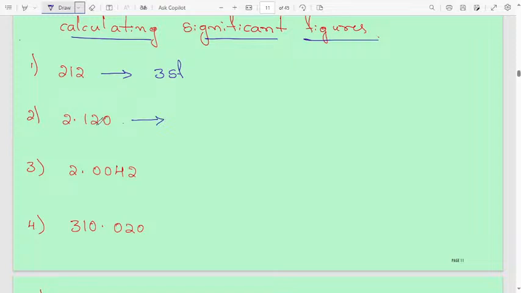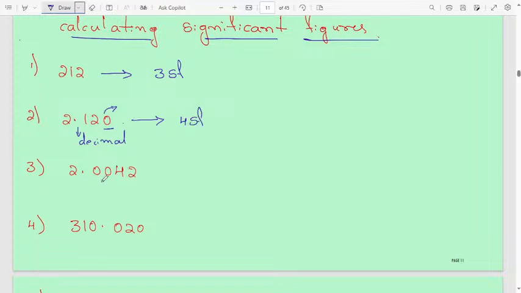Then consider this number, here you are having the decimal. I will write everything because you have to know the rule. This is the decimal, then this 0 it will be situated after the decimal, therefore this one we can consider as a significant. According to the rule, if the 0 is present after the decimal, we can consider that one as significant. Then 1 2 3 4, this number has 4 significant figures.